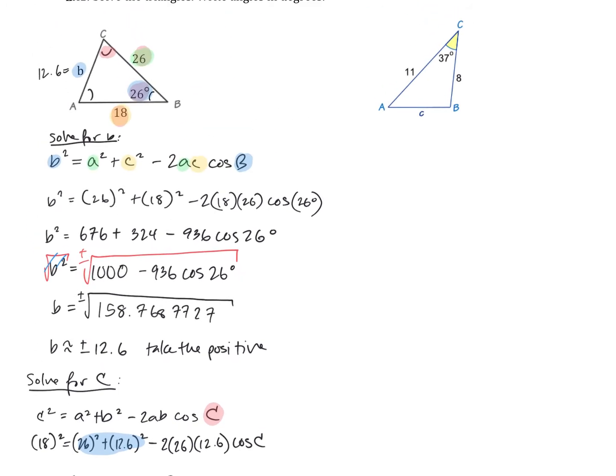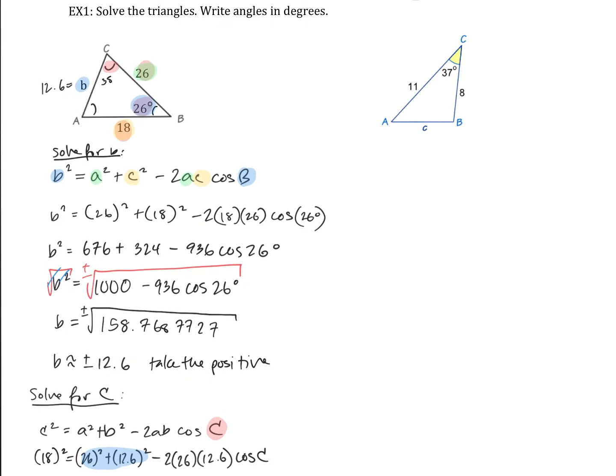Now we have almost everything. That's 38.8 about. Now we just need to find A. To find A, we'll add up 38.8 and 26, and then subtract it from 180. So 180 minus 38.8 minus 26. Let me go ahead and write finding A. And then we get 115.2 degrees. And there we go, we found A as well.